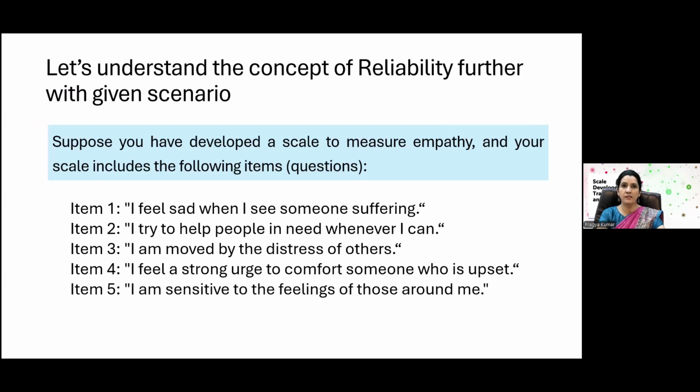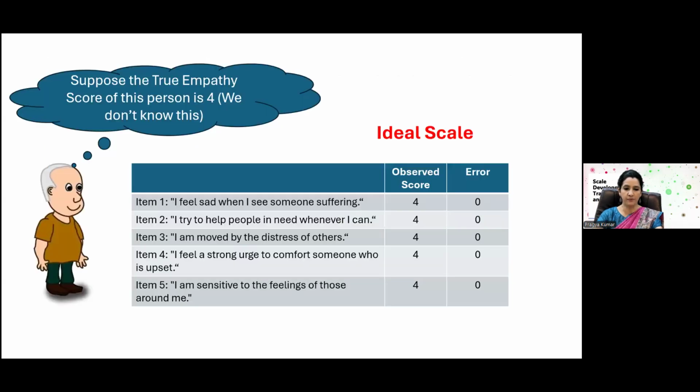So now we will understand the concept of reliability in context of these items. Since we are working on the construct empathy, suppose I have decided these items, item number 1 to 5 on a scale. Item number 1 says, I feel sad when I see someone suffering. The second is, I try to help people in need whenever I can. So these are the 5 items.